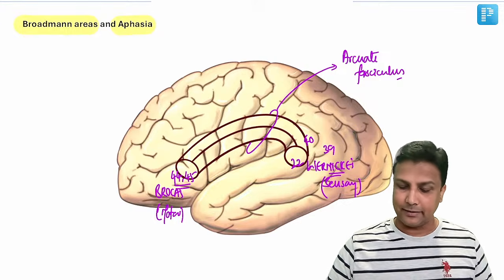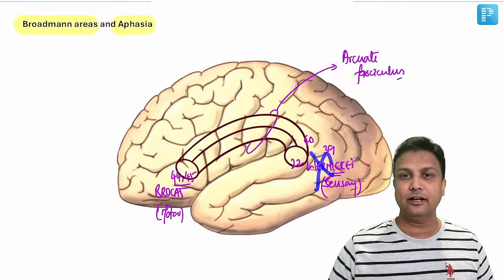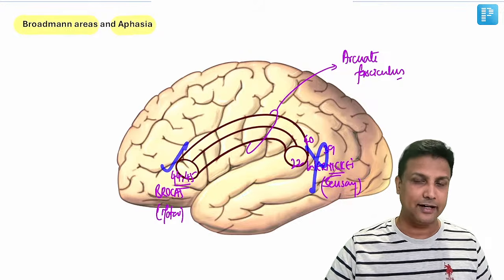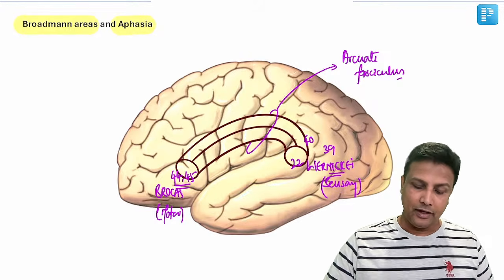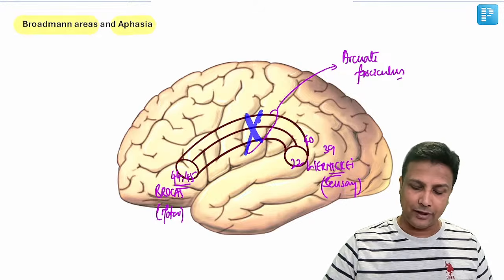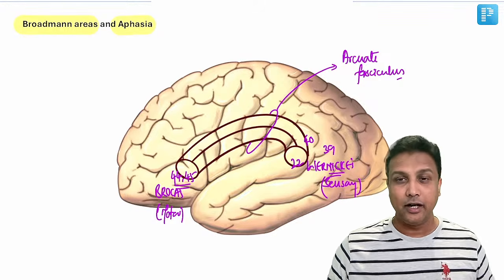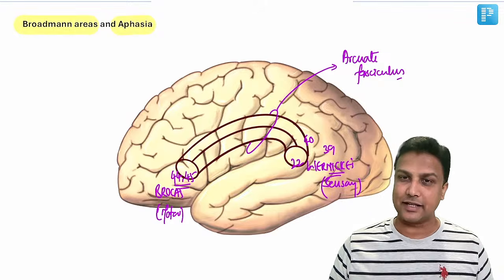Now, similarly, for example, if there is a lesion in the Wernicke speech area, then what is going to happen? The person will be able to speak, but he is not able to understand anything. Fine. And now what is going to happen if suppose the arcuate fasciculus is gone? Then repetition will be a problem here. Now, this speech disorder is referred to as aphasia.